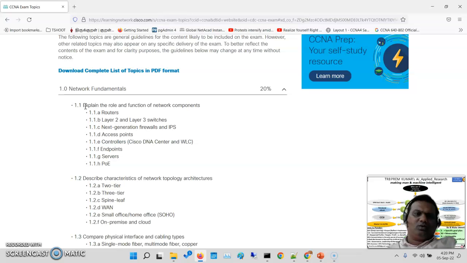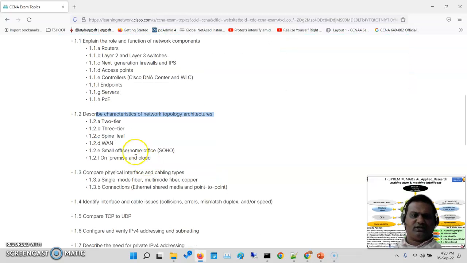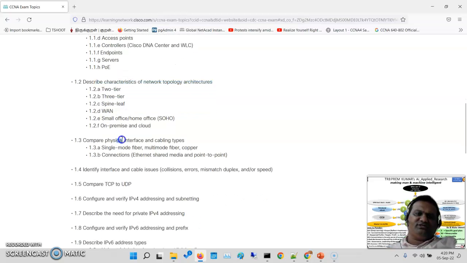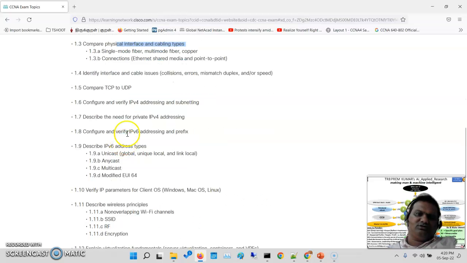the basic role and functions of network components, then the network topology architectures like the different types, 2 tier, 3 tier. Then we will compare the physical interface and cabling types. Then we will be studying the different cable issues like what is collision, what is error, mismatch, all these things. Then we'll compare and understand TCP and UDP.